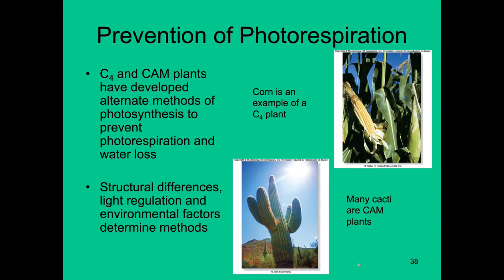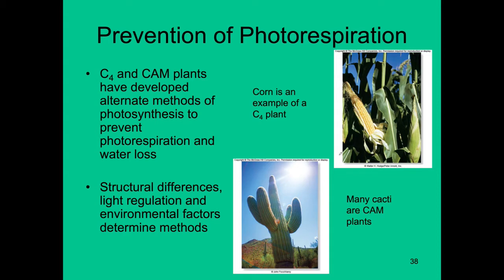But there are two other classes of plants that have evolved ways to avoid photorespiration. And these are called C4 and CAM plants. These guys have developed different alternative ways through the Calvin-Benson cycle, not the light reaction, but in the Calvin-Benson cycle, to either prevent water loss or prevent photorespiration from occurring.